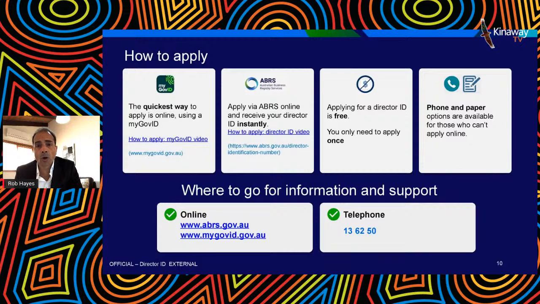There are non-digital channels available for those who don't have a smart device, those who are unable to use or have access to the internet, and those who just prefer to lodge in paper or over the phone. There are those avenues available for those individuals who need that service. There is a telephone service that's available to assist those in applying for their Director ID, 13 6250.